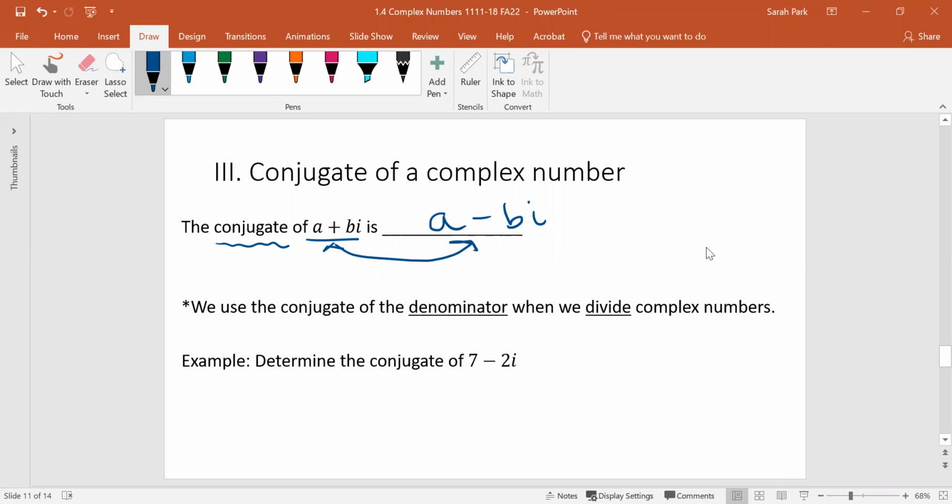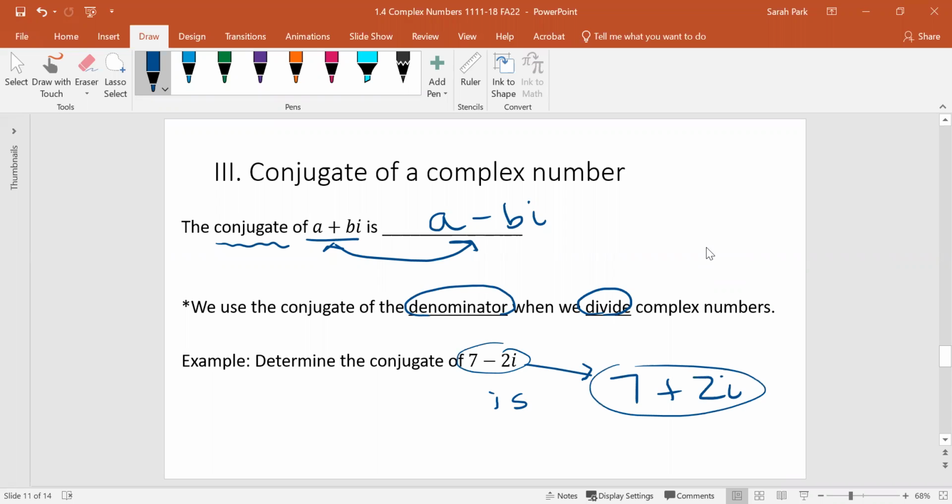Why do we need to know the conjugate? We need to know the conjugate of the denominator when we divide complex numbers. So, for example, if we had 7 minus 2i, its conjugate is 7 plus 2i. Okay, so notice how these are conjugates. The only difference is the sign change between the real part and the imaginary part.